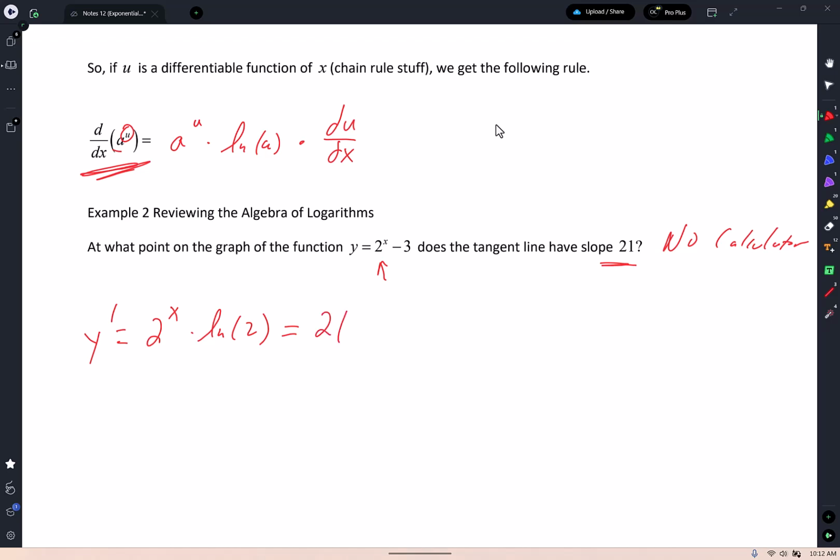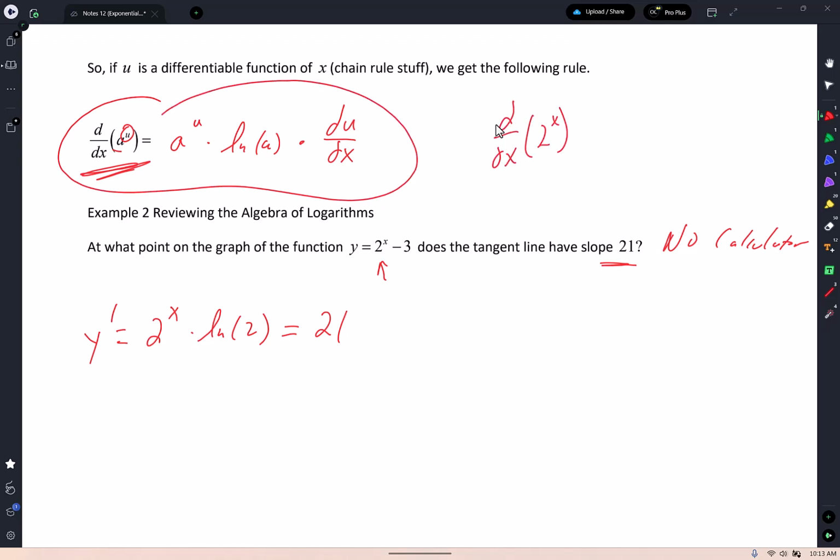Is anyone confused with how I got that? Okay, tell me. My rules right here: d/dx of 2 to the power x. This is telling me a is my 2. So it's telling me that it's itself, 2 to the x. And it says ln of a, so ln of 2. And then du/dx, the derivative of x is just 1. So there it is, 2 to the x ln of 2. I'm just using my rules.